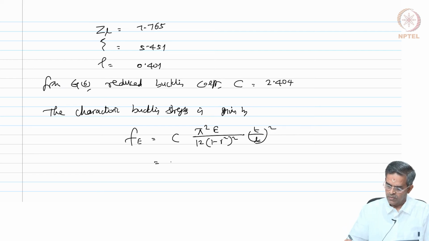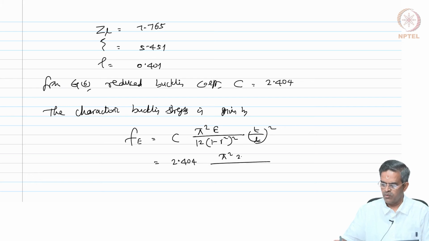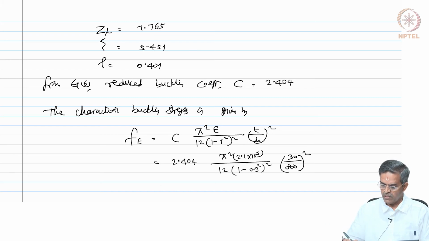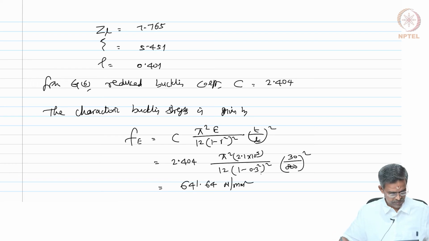Let us substitute 2.404 pi square 2.1 10 power 5, we are talking about steel, okay, 12 1 minus, we have taken this as 0.3, the Poisson ratio. So, 1 minus 0.3 square of square T by L the whole square. Am I right? So, this value comes to about 641.64 Newton per mm square. So, now let us check for the stability.